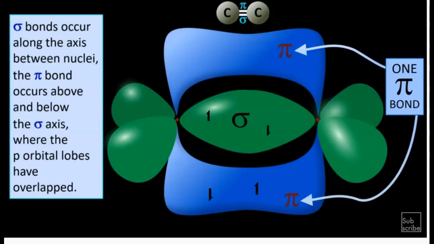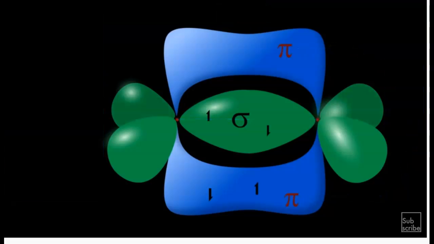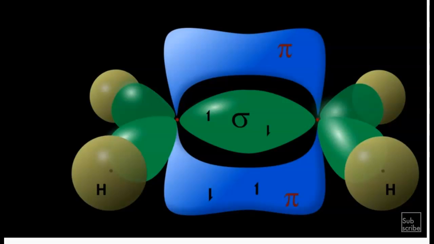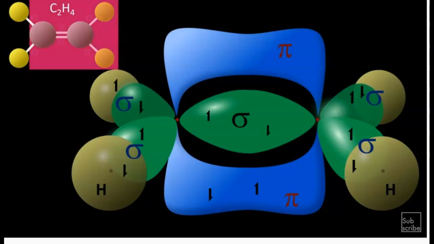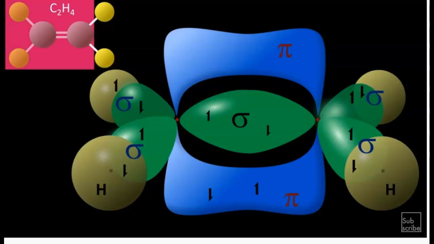To summarize, sigma bonds occur along the axis between nuclei. The pi bond occurs above and below the sigma axis, where the p orbital lobes have overlapped. The ethene molecule also bonds to 4 hydrogen atoms by overlapping with both carbons' other 2sp2 hybrid orbitals, creating 4 more sigma bonds. In the ball and stick model, we can readily see that each carbon has a trigonal planar geometry, and thus the whole molecule exists in a plane with the single pi bond above and below that plane.